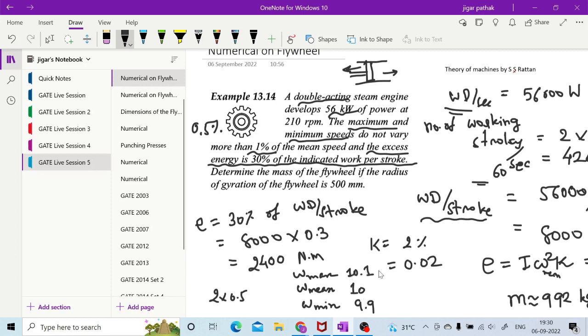So if you go with all these details and put them in the equation of K which we have derived, what is the equation of K we have discussed? Omega max minus omega min divided by omega mean, right? The mean is 10, so you will get this 0.02, right?